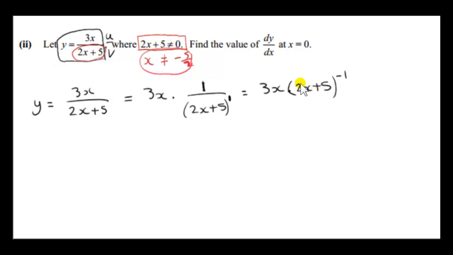So you see, we have a product of functions. So we can use the product rule. So we can call the first function u and the second function v. So we write down u and v.